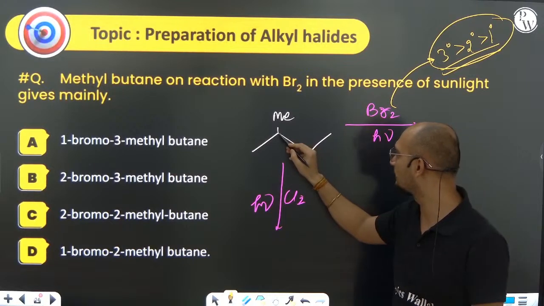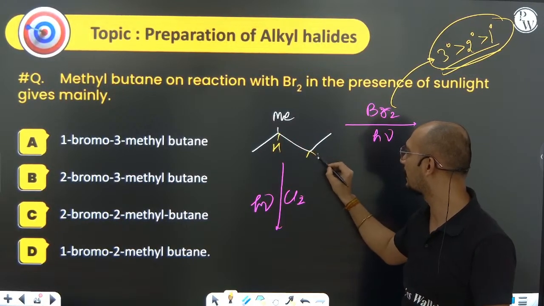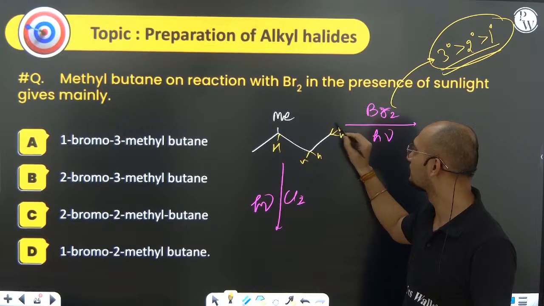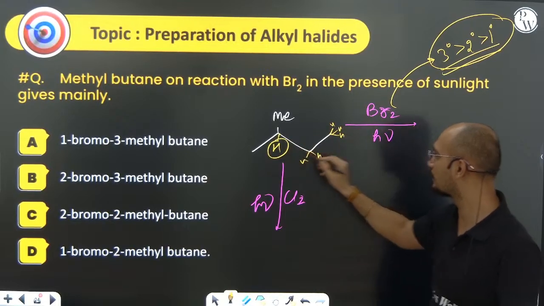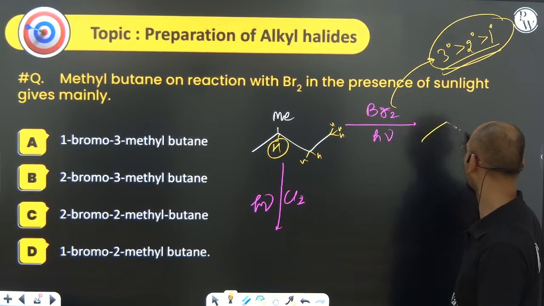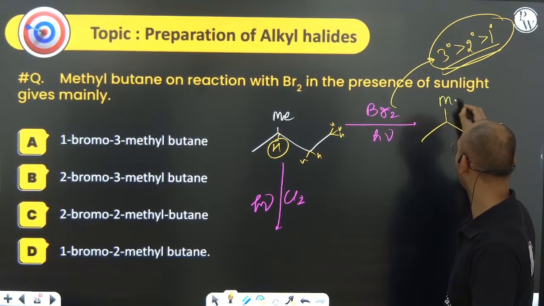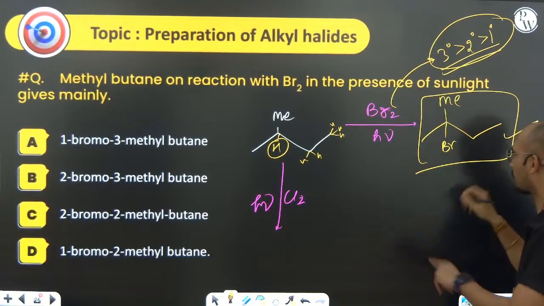Can you see, is there any 3 degree hydrogen? Yes. Is there 2 degree hydrogen? Yes. Is there 1 degree hydrogen? Yes. But it will always take this hydrogen to be replaced or substituted. So there it will be the methyl bromide product, always, without any doubt. So this will be the major product in bromination.